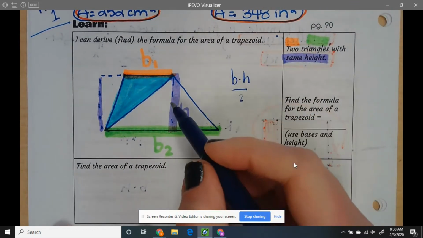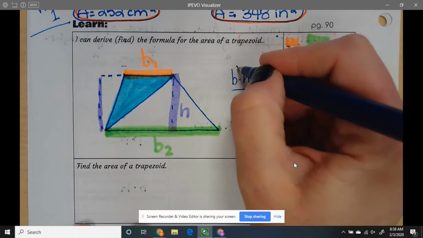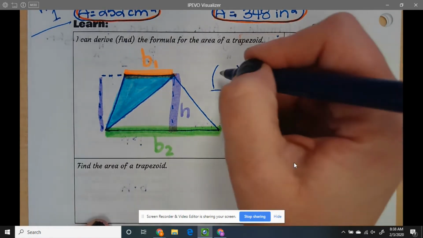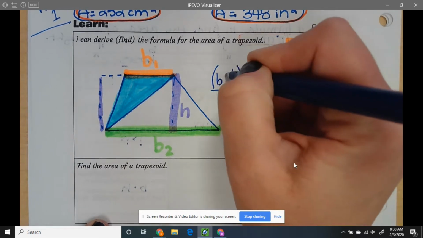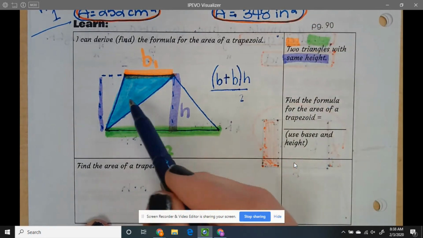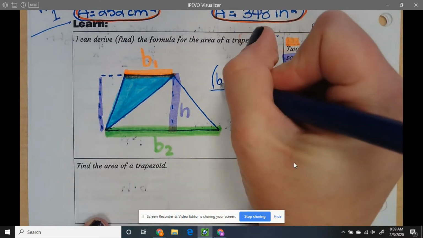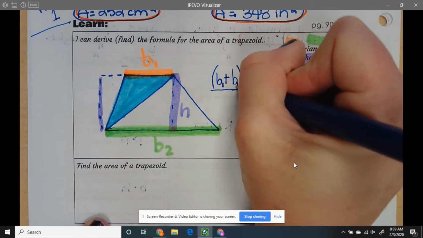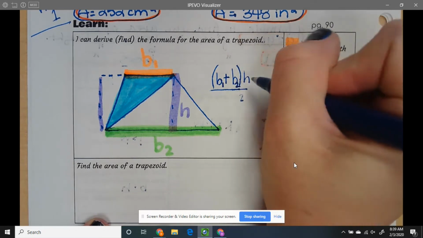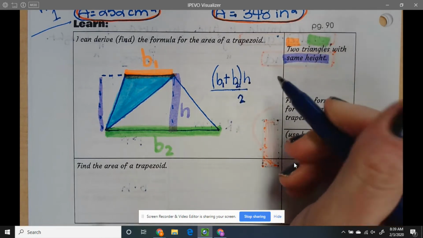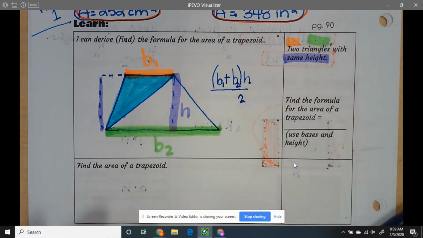But in this case, we have two bases. So we're going to expand this to base plus base, because if we added this composite figure, we could add the area of this triangle plus the area of this triangle. So we're going to add base 1 plus base 2 and take it times the height, and I can divide that by 2, which is the same normal part of the formula for area of a triangle.